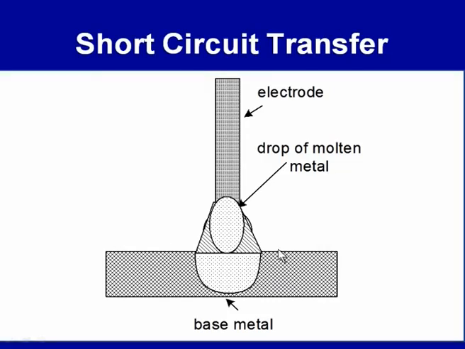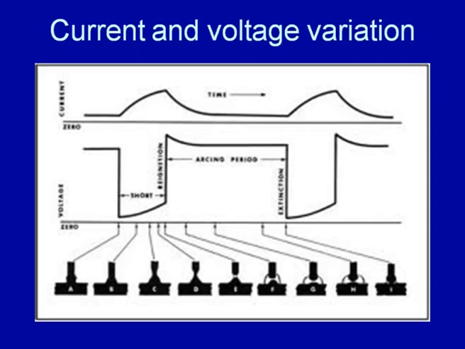If we see this schematically, this is the electrode which is melting under the influence of the arc heat. As the molten metal drop touches the weld pool, by the surface tension effect it is transferred to the weld pool, but this happens only when the welding current is low and the gap between the electrode and the workpiece is also small. Now let us see how the variation in the welding current and the voltage takes place when the short circuit mode of metal transfer occurs.